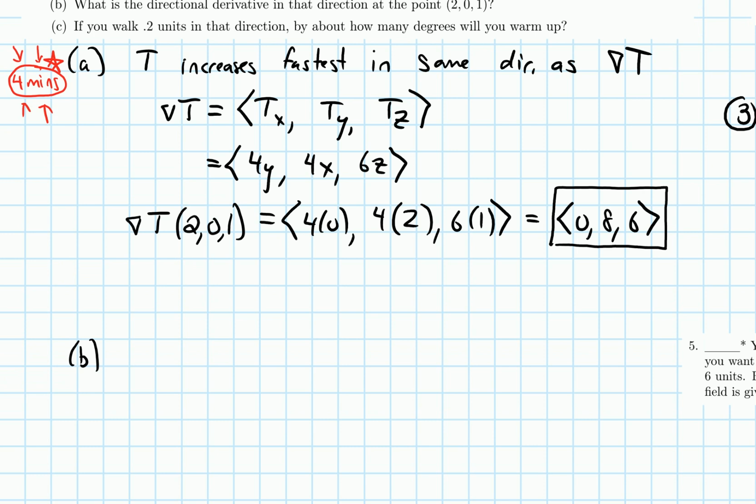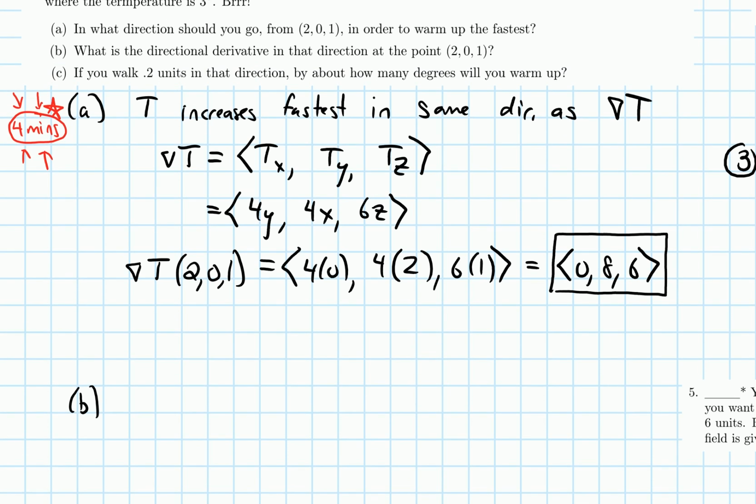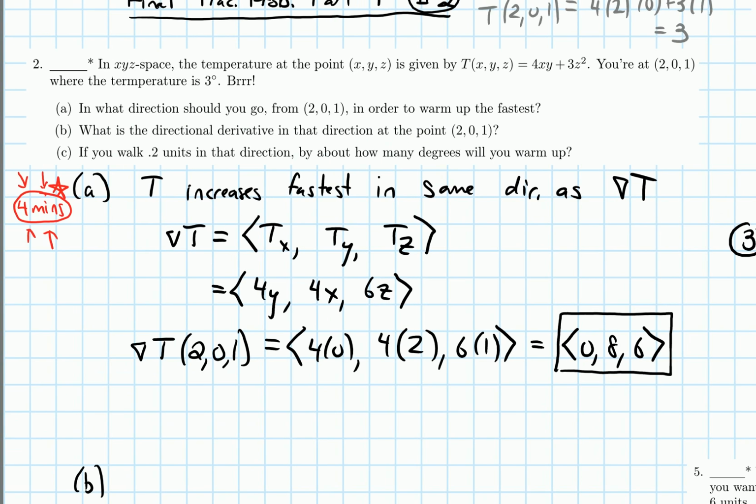All right, so let's try part B now. Part B is asking, what is the directional derivative in that direction? The direction we got in part A, at the point 2, 0, 1.